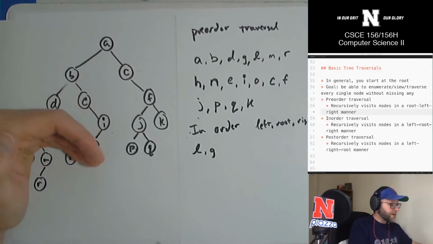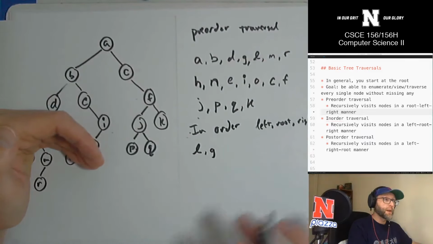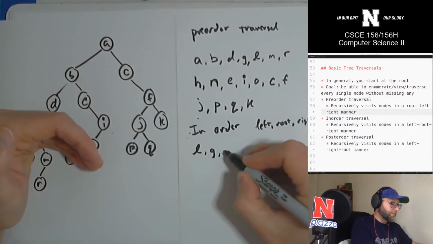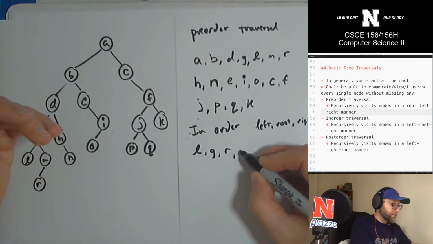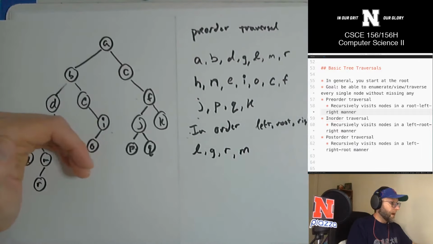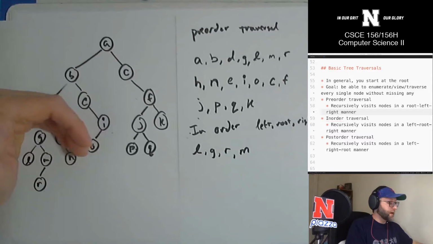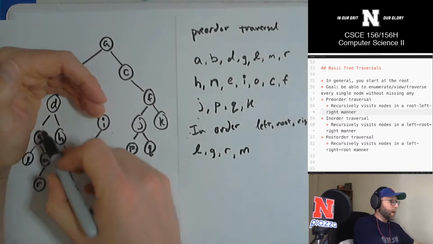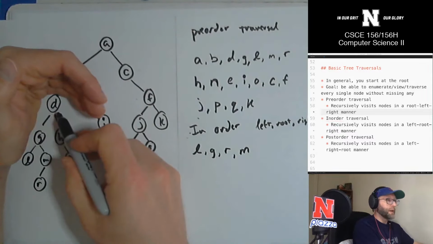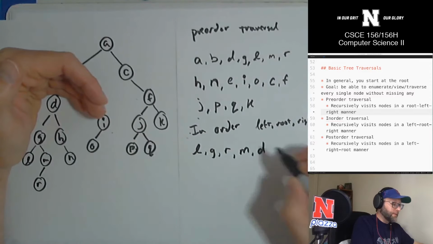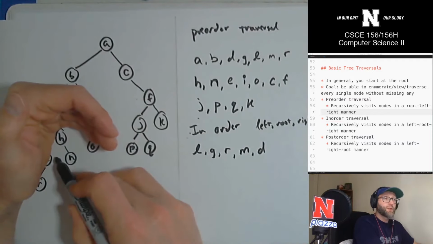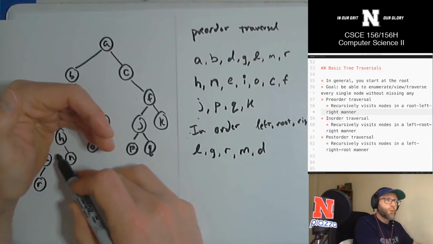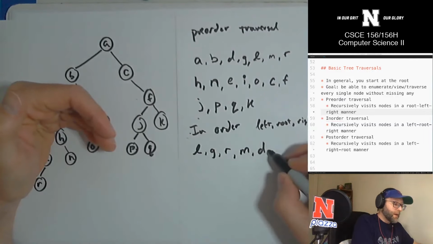Now I go to its right subtree, but I don't process M yet because it has a left child. So it ends up being R, then M. At this point, I'm done with that subtree, and I return back up. I already did the entire left subtree of D, so I end up doing D. And then I go to its right subtree. I don't do H initially because I go down to its left subtree, but there is no left subtree.